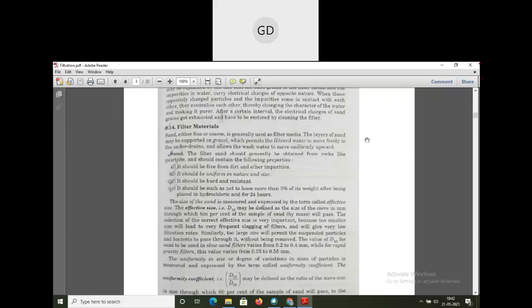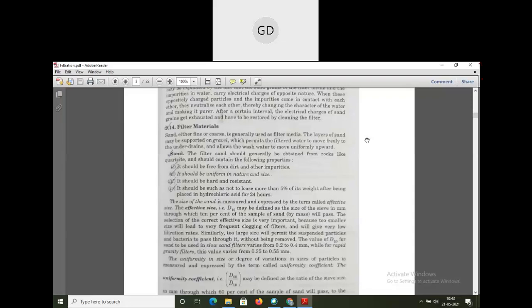Okay, so that means D10 is what? That is the size of the sieve, in millimeters. Through the sieve only 10% of the sample of sand can pass. So that is your D10.